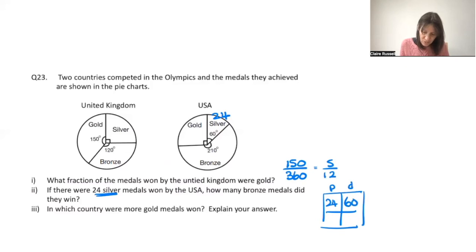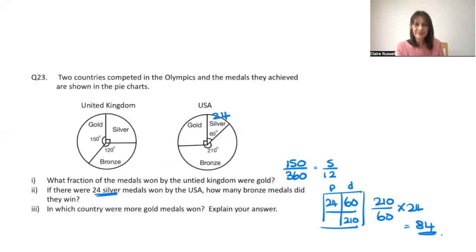They want me to work out how many bronze medals. Bronze takes up 210. 60 is my trap number. Set it all up and I get 84. So 84 bronze medals were won. The last part says in which country were more gold medals won, and you have to explain your answer.